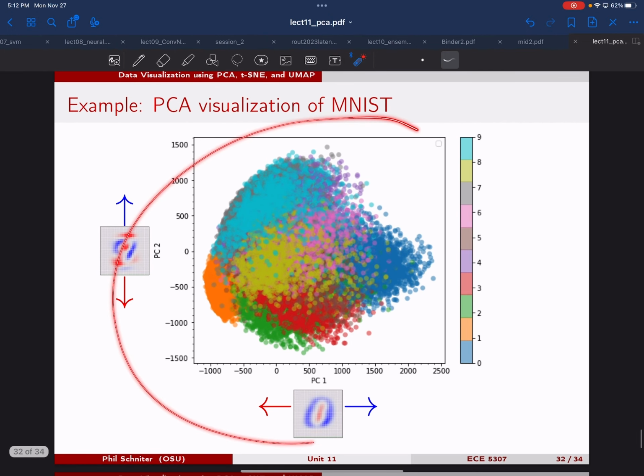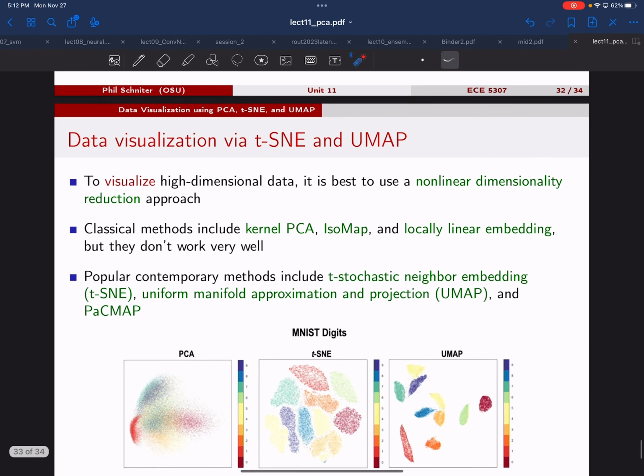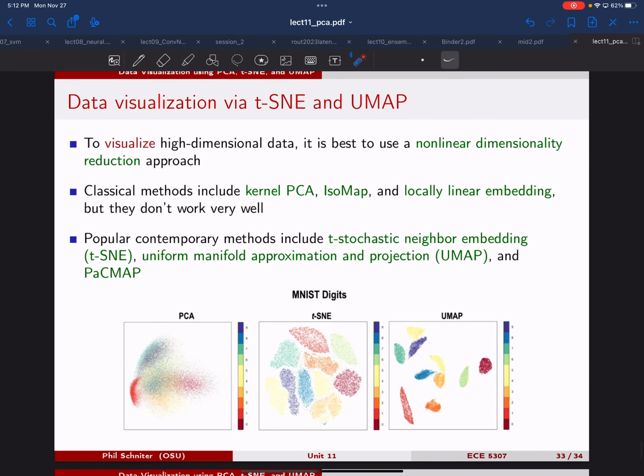Obviously, this is not working that well, right? It's not really exposing the class structure in MNIST. The question is, are there better, more sophisticated things that do this? The answer is definitely. The ones that are most popular today are probably T-SNE and UMAP. I'm not going to get into how they work, but they try to reduce a high-dimensional data set down to 2 dimensions just for visualization, just so you can get a sense of maybe how well clustered things are.